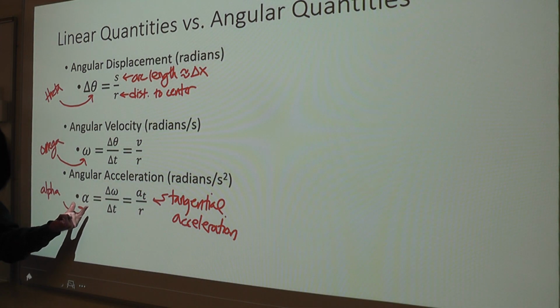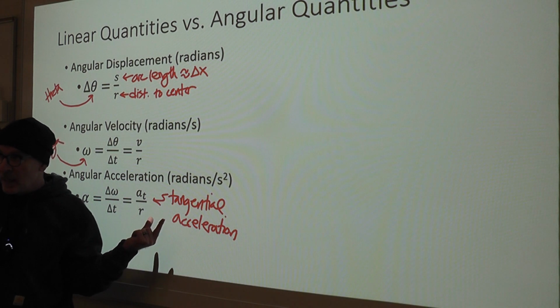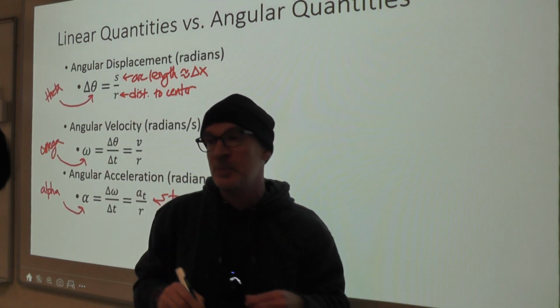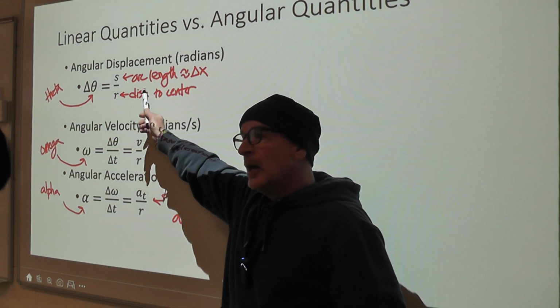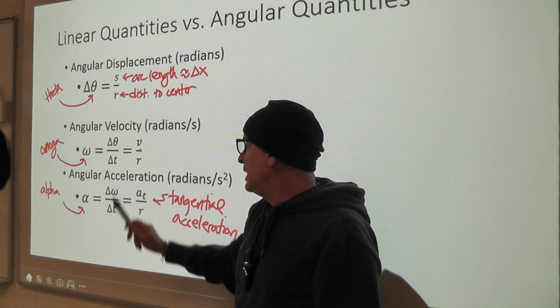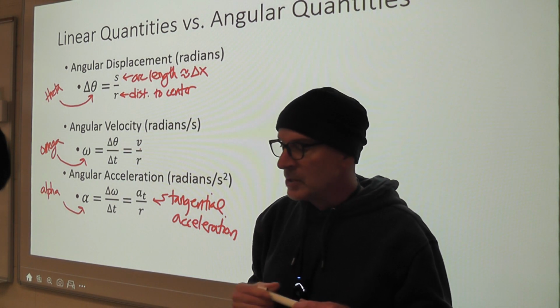The angular acceleration would be measured in radians per second. The tangential acceleration would be how fast it's moving in meters per second, or how fast it's accelerating in meters per second squared. These linear values, because the displacement, velocity, and acceleration all change depending on where something is.